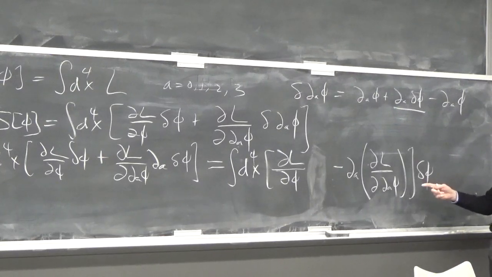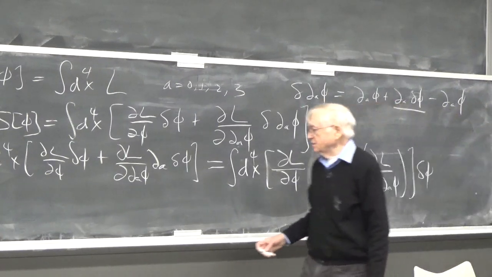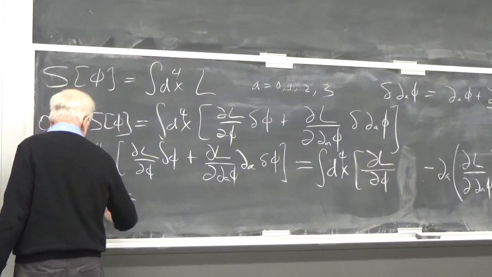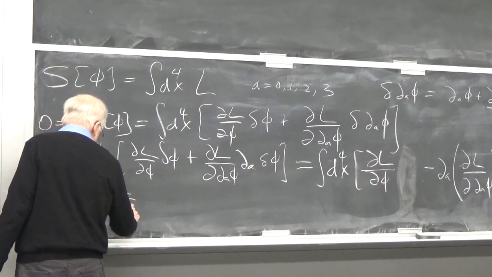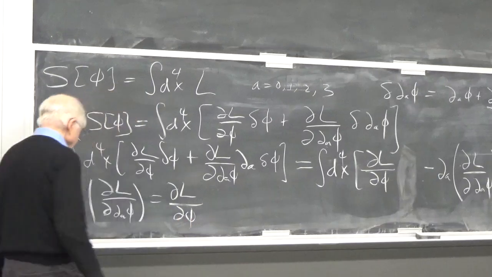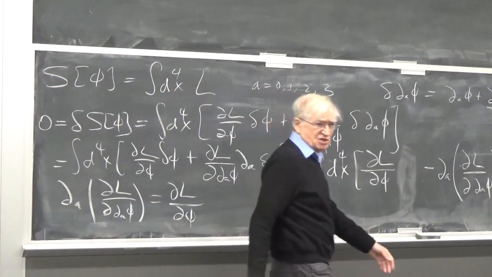Delta phi is arbitrary. This has to be 0 for arbitrary small delta phi, so you can imagine delta phi is 0 everywhere except in a little pocket, a little bump in space-time, and that means that at that point you have to have Lagrange's equations satisfied: ∂_A of the partial with respect to ∂_A phi is the same thing as the partial of the Lagrange density with respect to the field. So these are Lagrange's equations. And this is called the principle of least action. More legitimately, it would be the principle of stationary action.